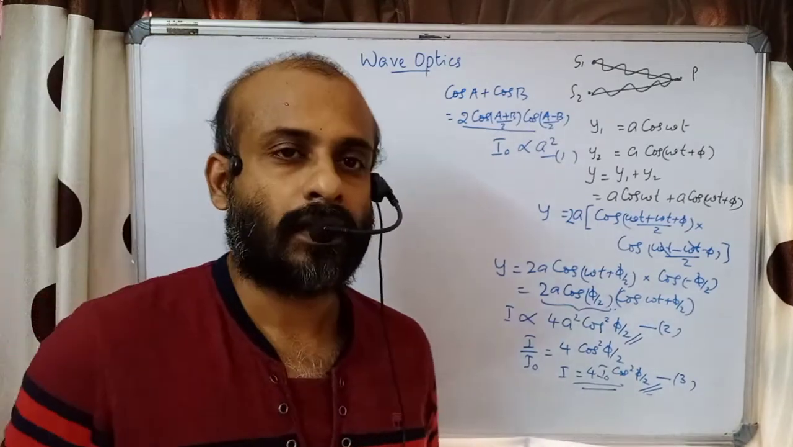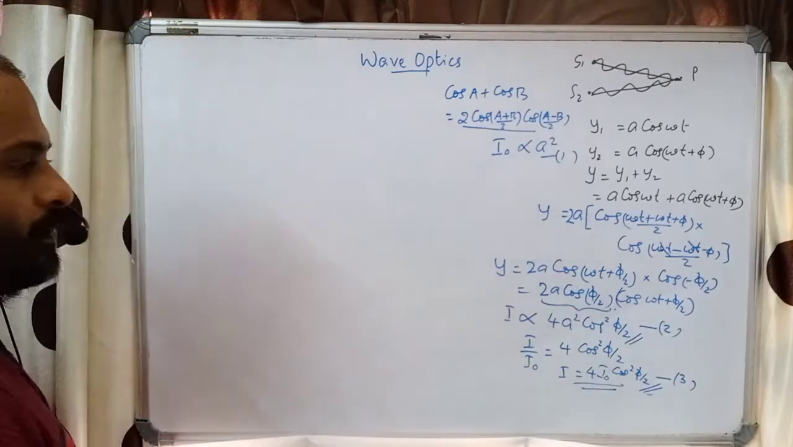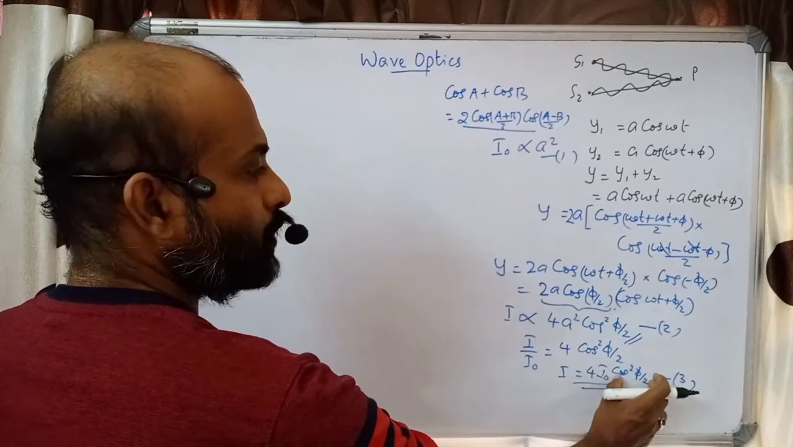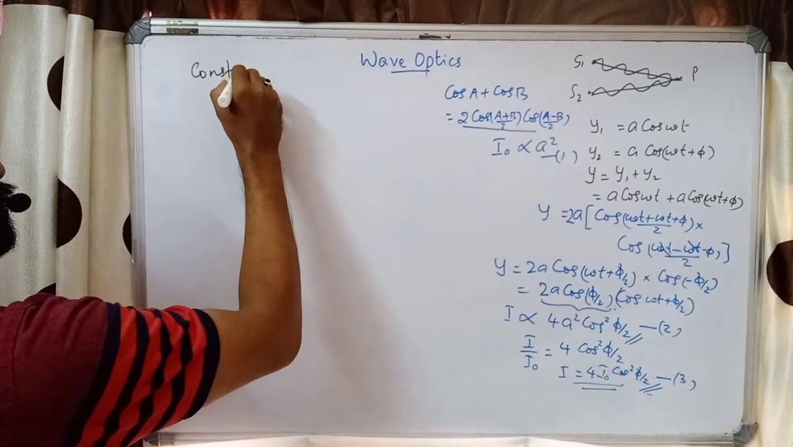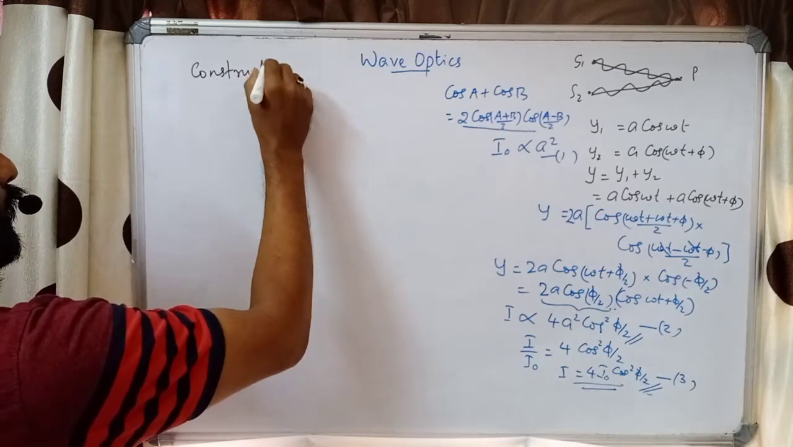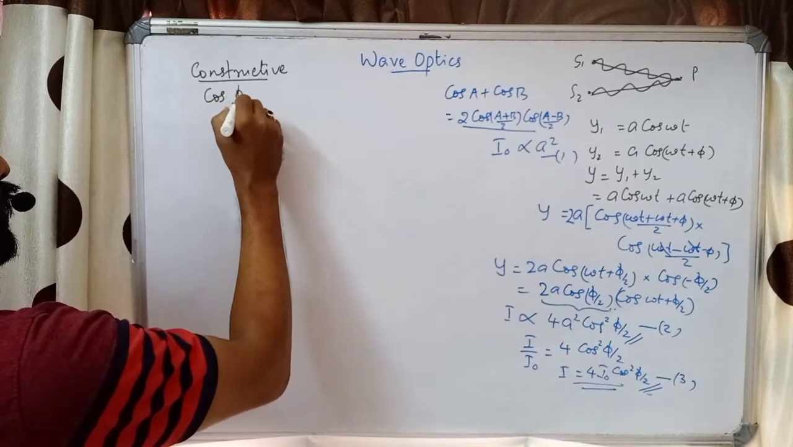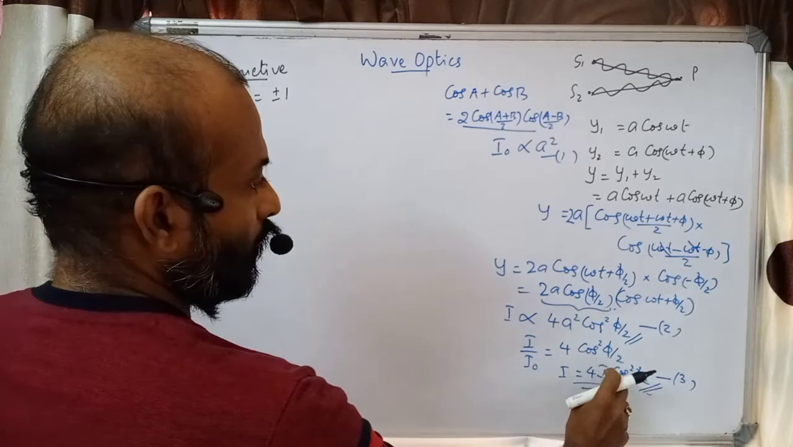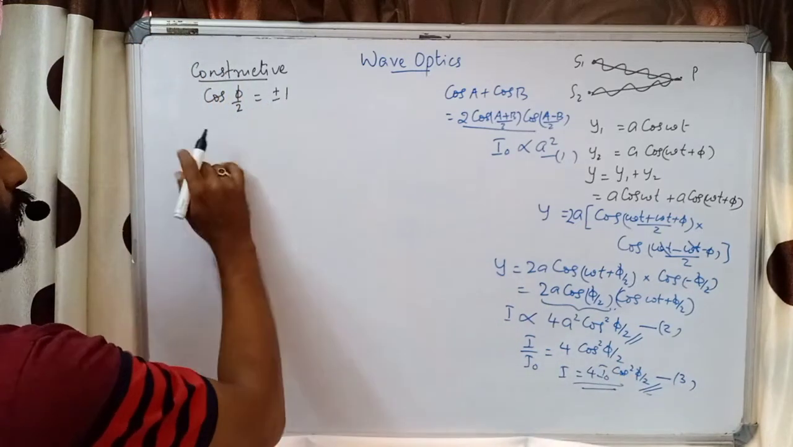Now we will apply the conditions for constructive and destructive interference. We know that for constructive interference, the intensity will be maximum. For this, cos (phi by 2) should be 1. So we are going to see the condition for constructive interference. We need the value of cos (phi by 2) to be plus or minus 1. Then only will the intensity be maximum. Okay, cos (phi by 2) is plus or minus 1.